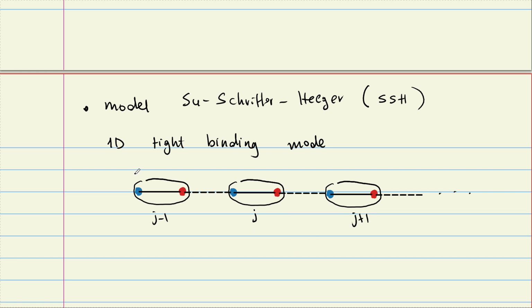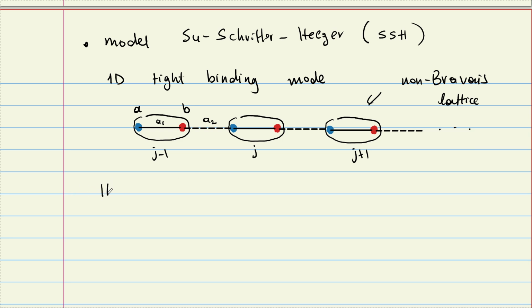Now let me use A's for blue atoms and B's for red atoms. And the bond between A and B in the unit cell is A1. The bond, the dashed line, is A2. Okay. This is a non-Bravais lattice, because there are two atoms in the unit cell.